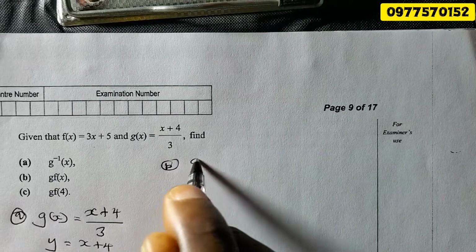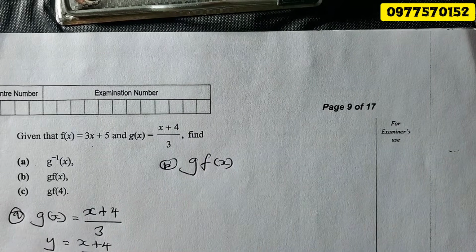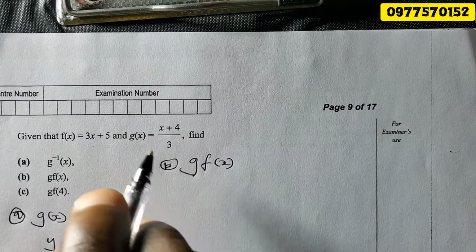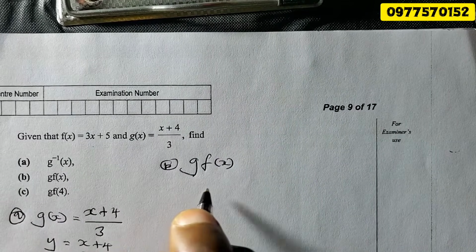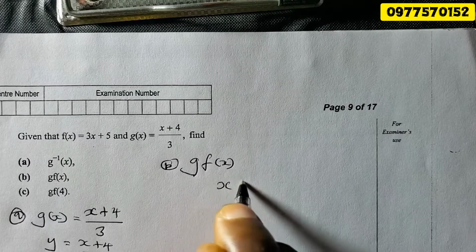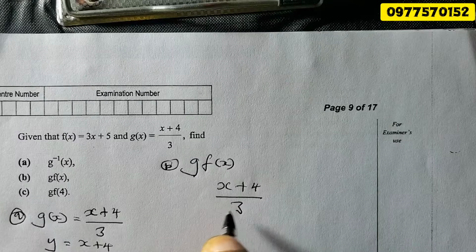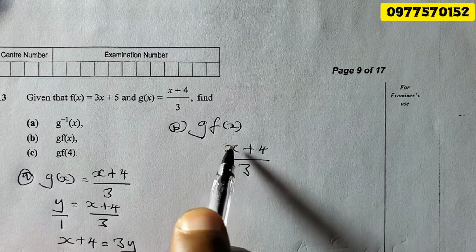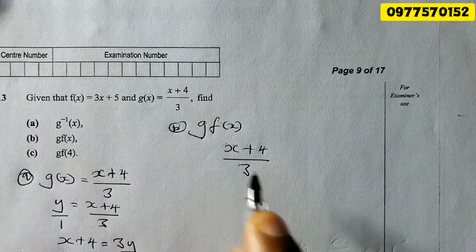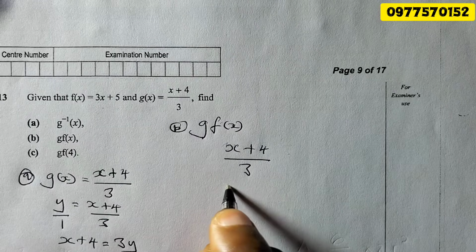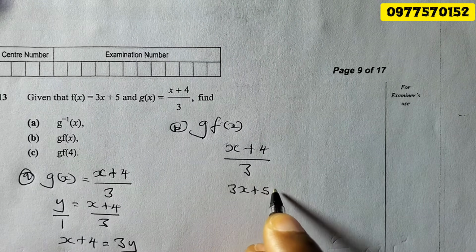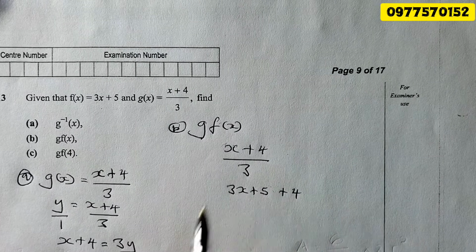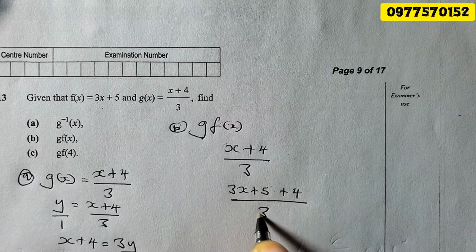Check question B here. We are asked to find gf of x. The first thing here, check what is the first letter. The first letter is g. Then start writing the g function. The g function is x plus 4 over 3. Are we together? Then, where there is x here, substitute the f function, which is 3x plus 5. So we're going to replace x with 3x plus 5. So we're going to say 3x plus 5 plus 4, so this one has replaced x, over 3.